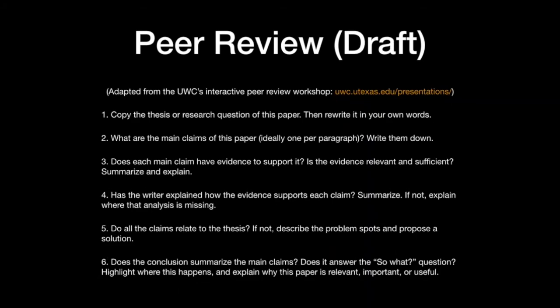The first question asks them to copy the thesis or research question of the paper and rewrite it in their own words. That lets the writer know that they really understood what the writer was trying to get across. The second question asks them what the main claims of the paper are and reminds them that there should ideally be 1 per paragraph. Question 3, does each main claim have evidence to support it? Is the evidence relevant and sufficient? Summarize and explain. This lets them really dig into what the writer is saying and how well they're supporting their ideas. A lot of feedback can happen between the reader and the writer in this section.